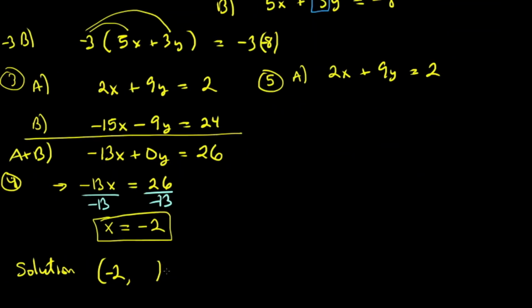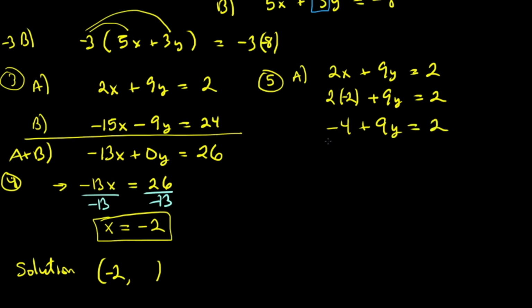But look, now we know that x is negative 2. So all I have to do is replace x with the number negative 2. And by doing that, I can solve for y. Makes sense? Negative 2 times 2 is negative 4. So negative 4 plus 9y is equal to 2.